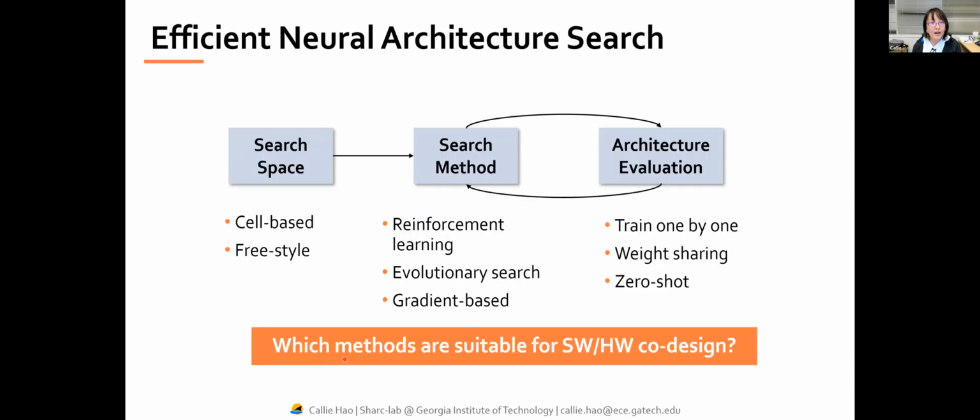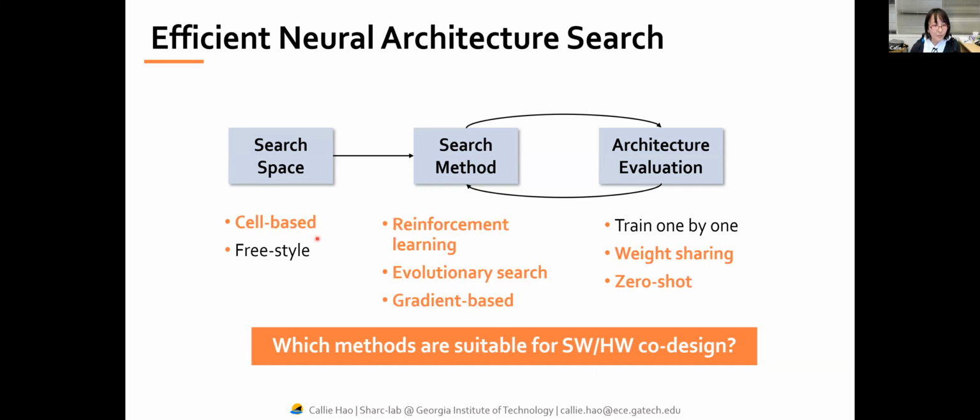Okay, so now we covered the basics of neural architecture search. We learned we have different ways to compose the search space. We have different search methods, and we have different ways for architecture evaluation. Which methods are suitable for software-hardware co-design, especially for efficient ones?